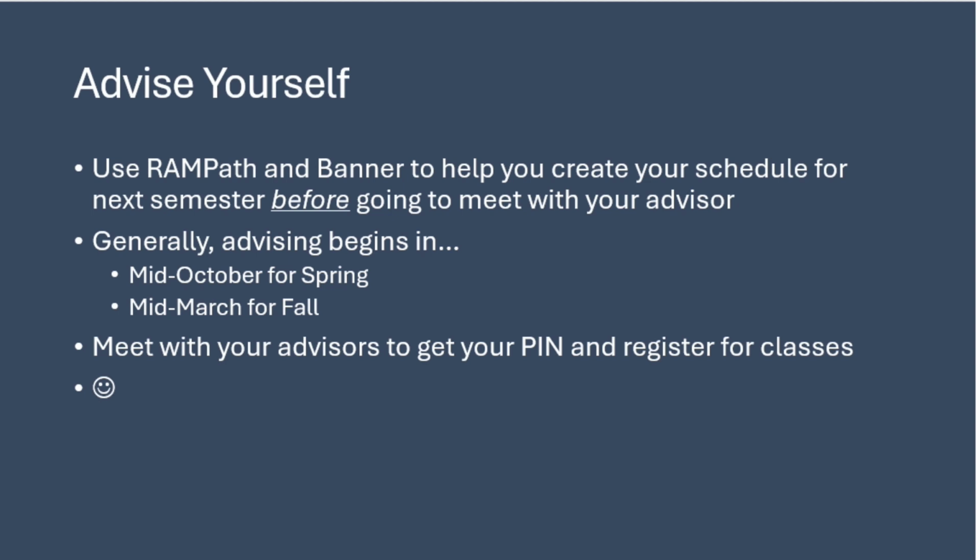A lot of times, if you're very much prepared, students can go in there and they already have their course schedule completely laid out for the next semester, and your advisor just kind of looks over it, gives it a thumbs up, and then hands you your PIN. With that said, advising in the fall for spring semester usually begins in mid-October, and then advising for the spring for the fall semester usually starts about mid-May.